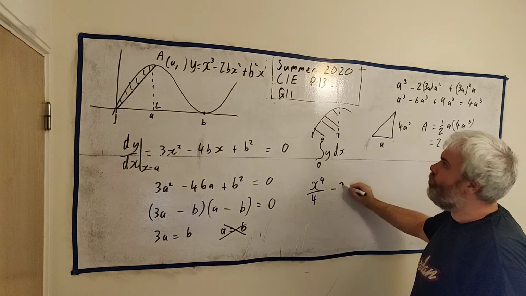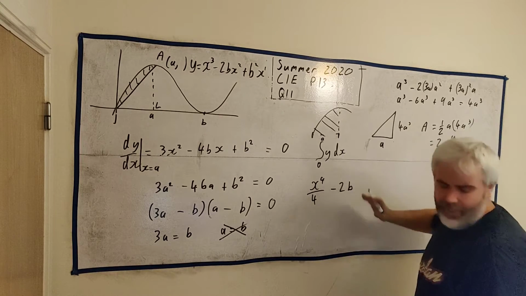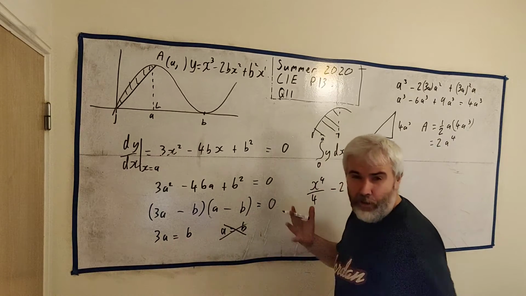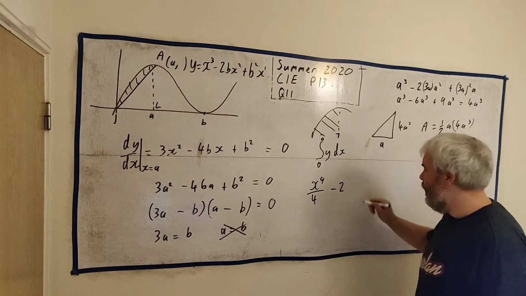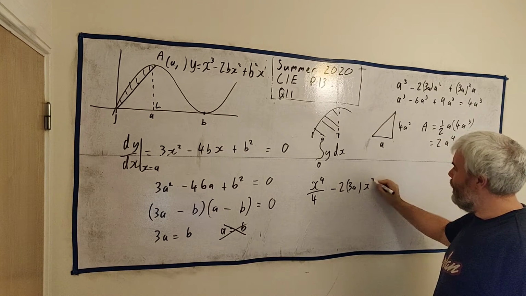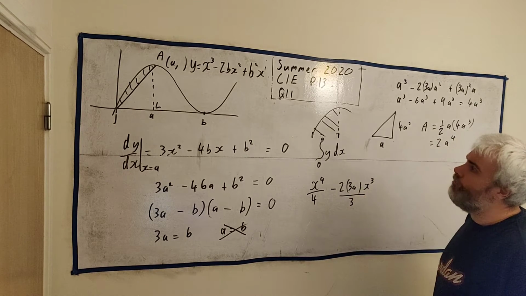Then it's minus 2b. Again, instead of b, let's just replace b with a. You'll have to do it eventually, you don't have to do it right now. But 2 times 3a x squared. X squared becomes x cubed and divides by 3.